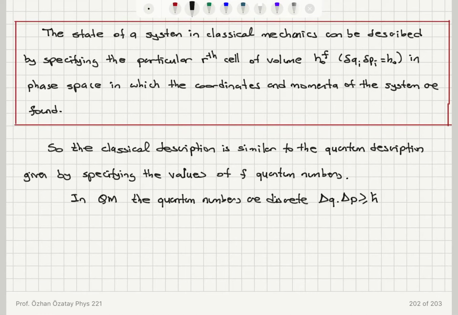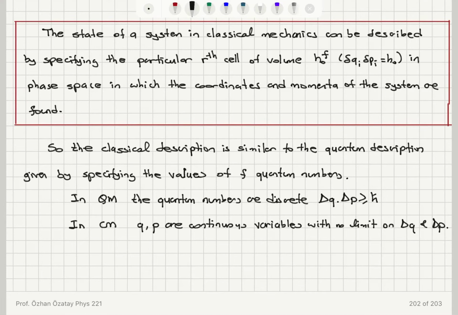We have Heisenberg's uncertainty. In comparison, in classical mechanics, the pairs of values that we give, position coordinate and corresponding momentum, these are continuous variables. They are not discrete, and there is no limit on how small their uncertainties can be. So there is no limit on delta q and delta p. So that's the main difference.